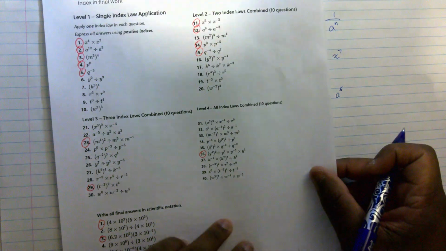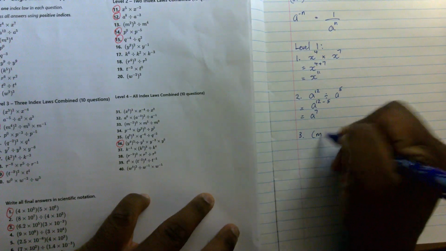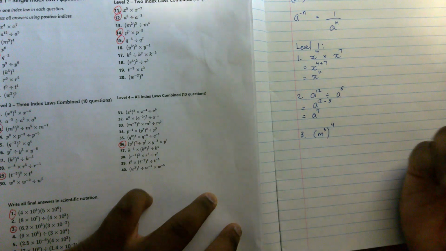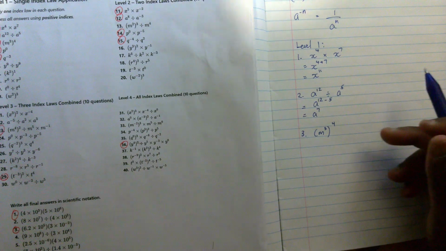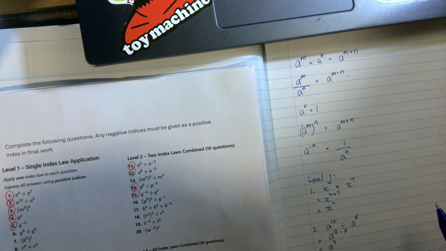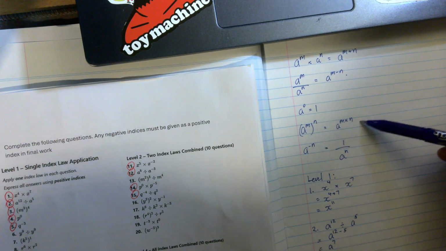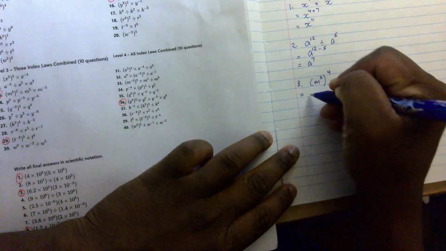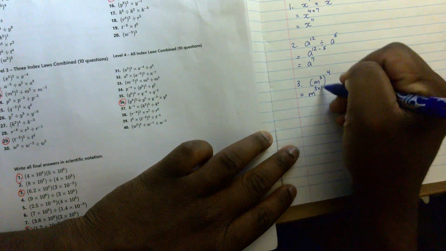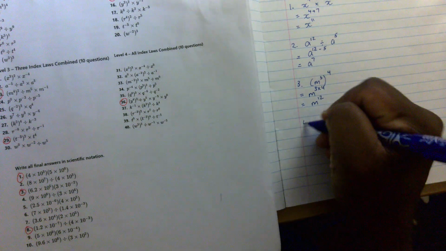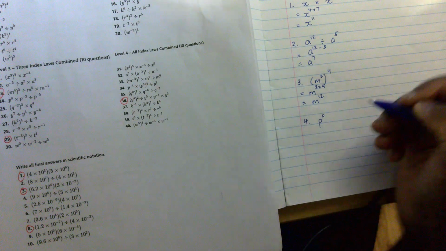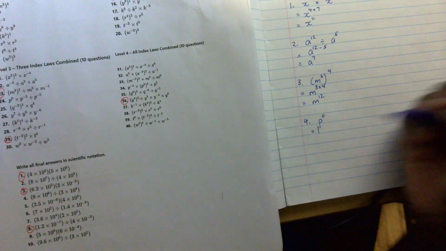Our third question is m to the 3rd power, to the power 4. Again, that's multiplying powers. We know from up here, when we have a power of a power, we multiply the powers. So here we're going to do m to the power 3 times 4, which is m to the 12th power. Our fourth one is p to the 0. We know anything to the power 0 is 1.